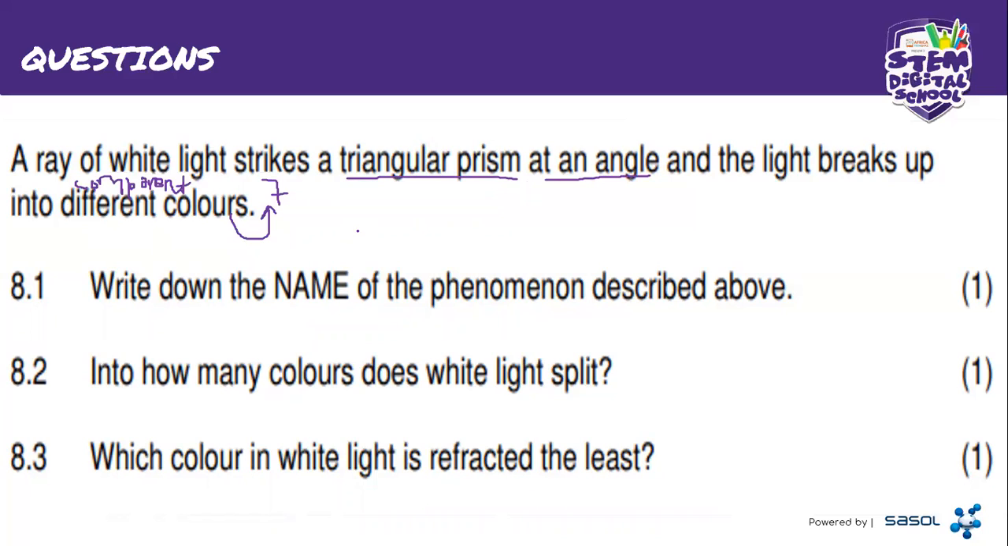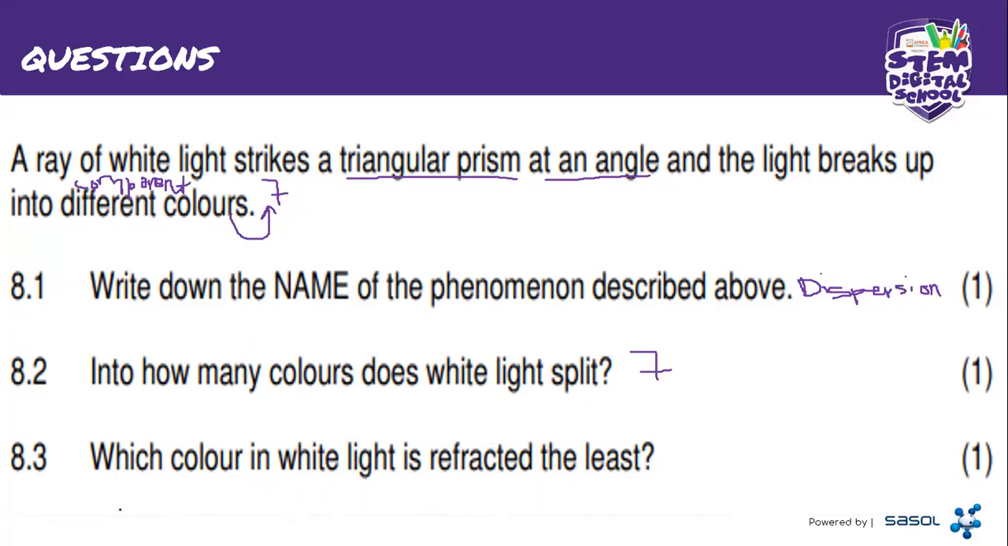Then in question 8.1, they say, write down the name of the phenomenon described above. When white light breaks up into the different colors, we refer to that as dispersion. We definitely refer to that as dispersion. Good. Then, into how many colors does white light split or break? We definitely know, my dear learners, that it is 7.